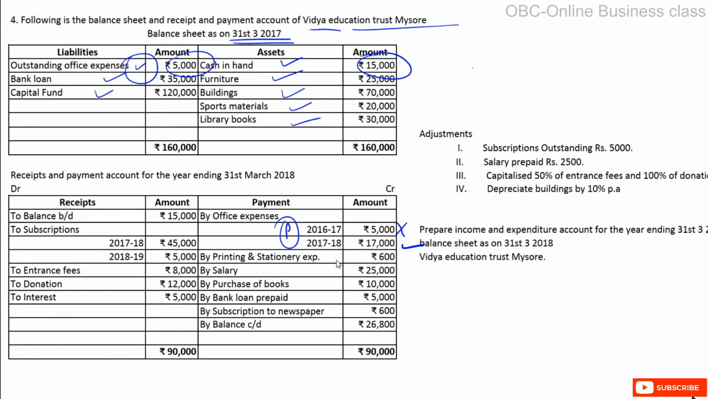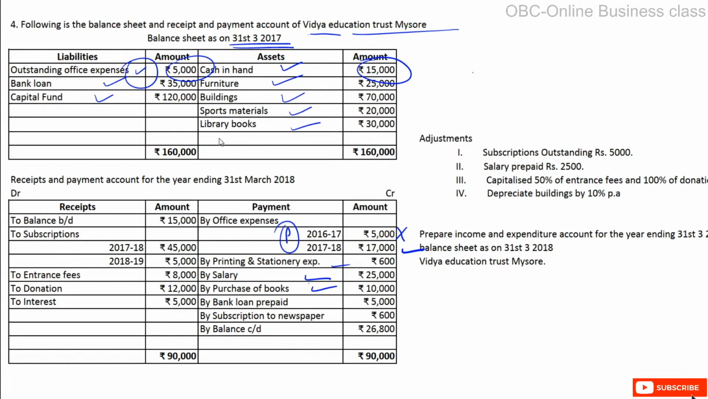Next, printing and stationery, they are spending 600 rupees on printing and stationery. Okay, we'll consider how it should be treated. So next, by salary 25,000. Okay, if there is any adjustment regarding salary, we'll consider it later in the adjustments. Next is by purchase of book. Purchase of book is an expense. This expense is capital in nature, that's why we are not going to consider it in the income and expenditure account, but we'll add it to the balance sheet of this year.